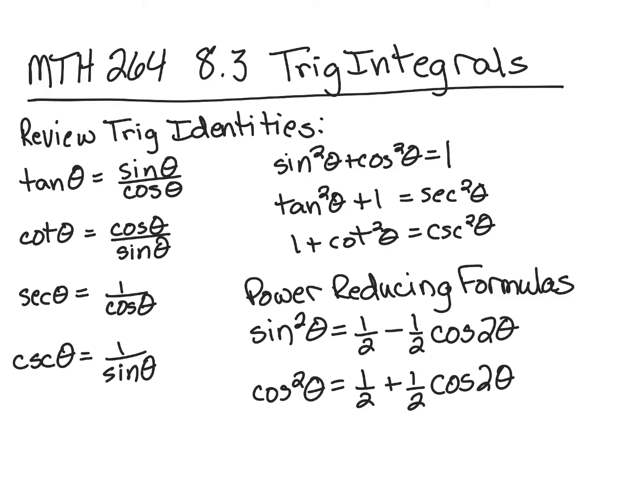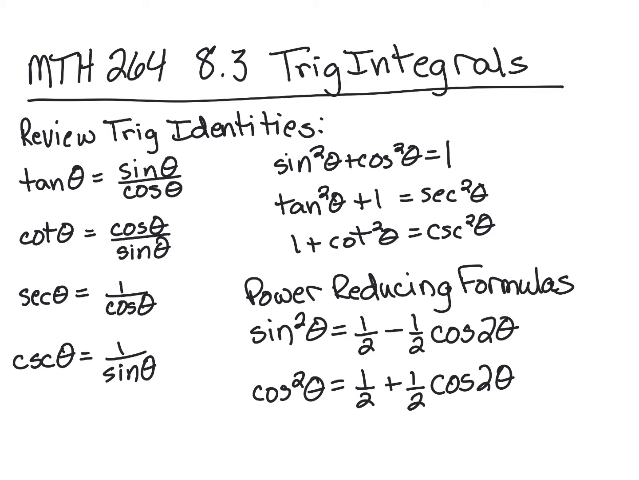In 8.3, we're going to do a different kind of integral that deals with different combinations of trig functions. Just to review, you've got to remember, because you're going to use these a lot, the tangent is sine over cosine, cotangent is cosine over sine, and so on. You know all these. Pythagorean identities, the main one, sine squared plus cosine squared equals 1. You're going to be using this a lot in all of its other forms.